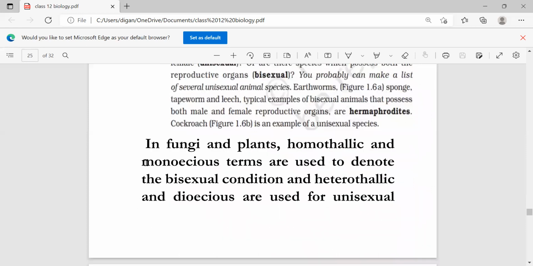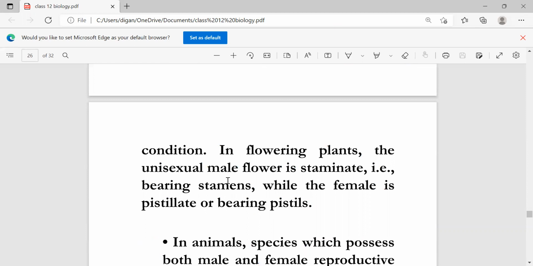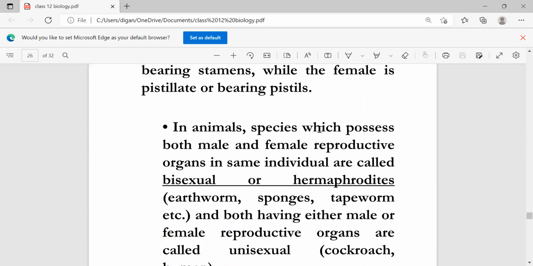As a summary, I am giving you here something you can easily remember. In fungi and plants, the terms homothallic or monoecious are used to denote the bisexual condition, and heterothallic and dioecious are used for the unisexual condition. You just remember that. In flowering plants, the unisexual male flower is staminate, that is, bearing stamens, while the female is called pistillate, bearing pistil. If the flower bears only either the male or the female organ, then it is called unisexual. Animal species which possess both male and female reproductive organs in the same individual are called bisexual or hermaphrodites. It means there are some animals where both male organ and female organ are present in the same body. In the case of flowers, a flower which bears both male and female organs is called bisexual.